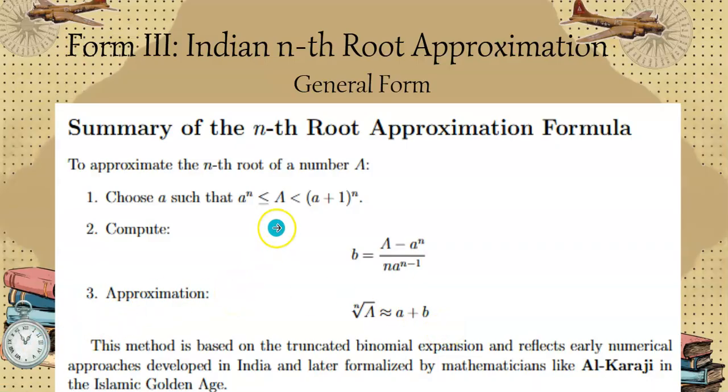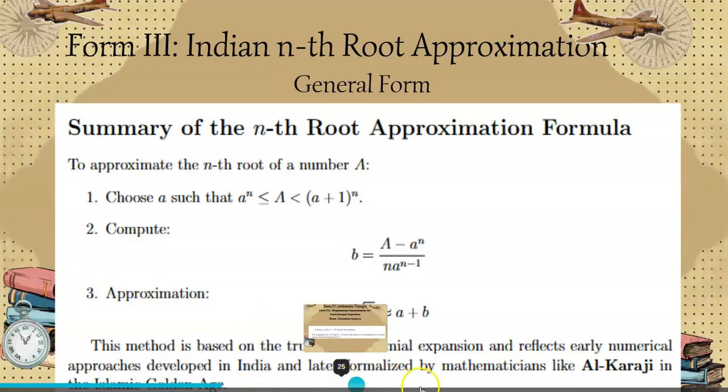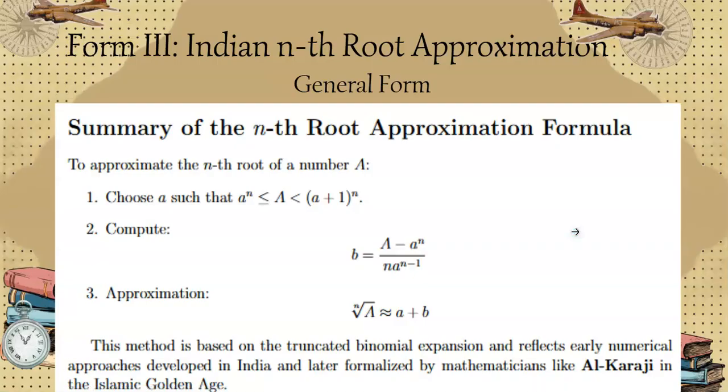But first, to find the nth root of A, we choose an integer a such that a raised to n is less than or equal to A, and a plus 1 raised to the power of n is greater than A. This method is based on the truncated binomial expansion and reflects early numerical approaches developed in India and later formalized by mathematicians like Al-Karaji in the Islamic Golden Age.